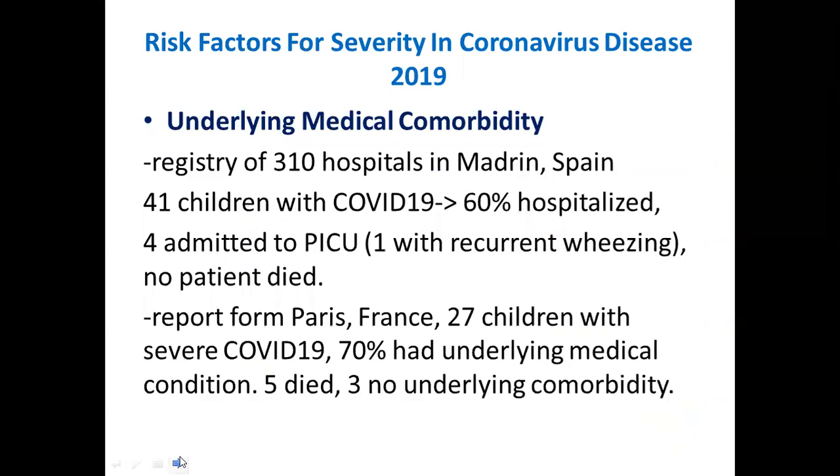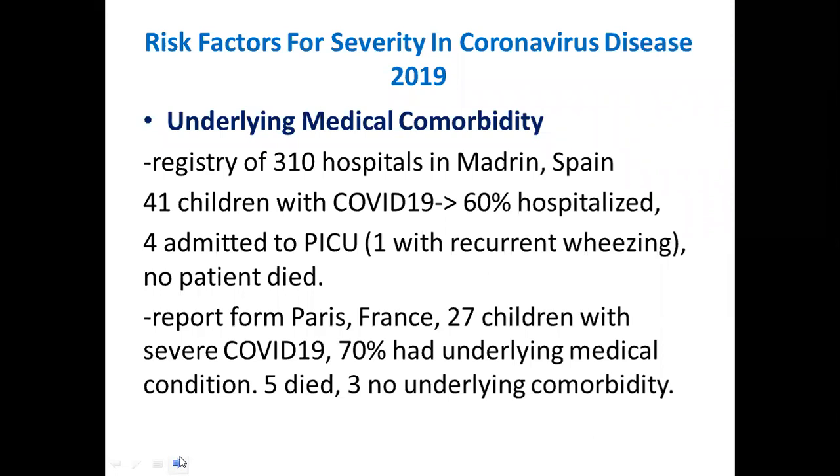Information from a registry of 310 hospitals in Madrid, Spain, showed that of 41 children with COVID-19, 60% were hospitalized, and 4 of these were admitted to ICU needing respiratory support. And of these children, only 1 had a previous condition, which was recurrent wheezing. And in these children, no patient died.